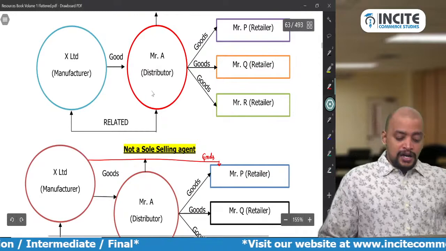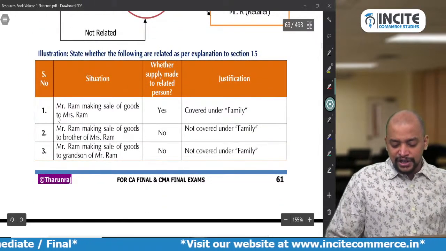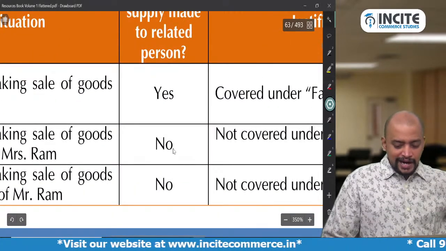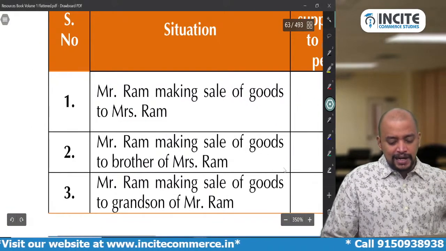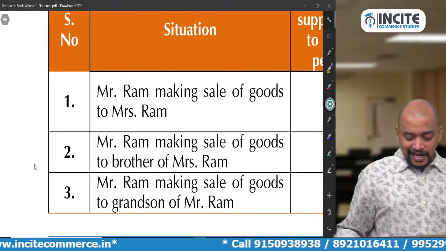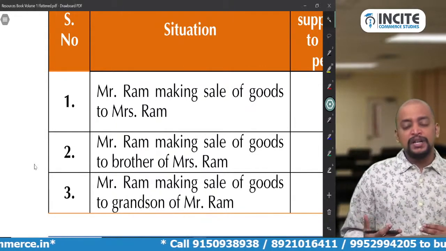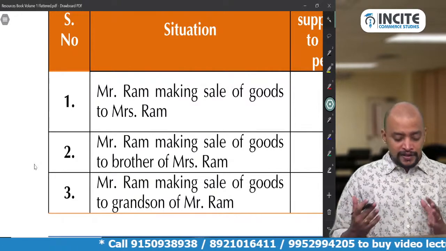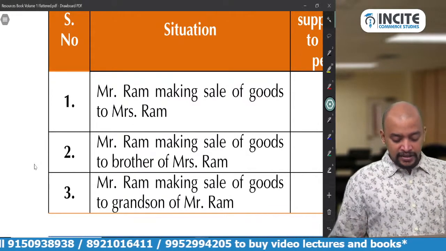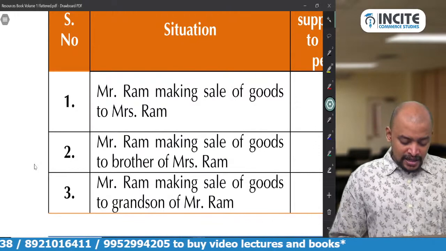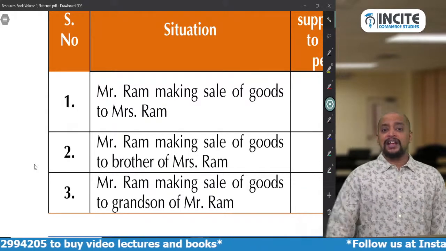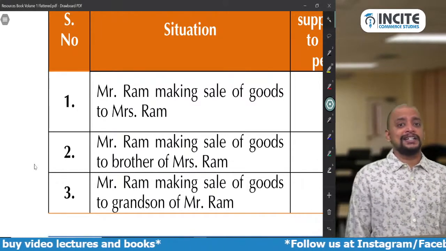Okay. Now, look into this illustration. Mr. Ram making sale of goods to Mrs. Ram. In this case, Mrs. Ram is spouse. So spouse will always come under family. Therefore, is it a related party transaction? Yes, it's a related party transaction. Then, where will it come? Family, related family. Mr. Ram making sale of goods to brother of Mrs. Ram. So brother is covered under family. Therefore, it is a related party transaction.